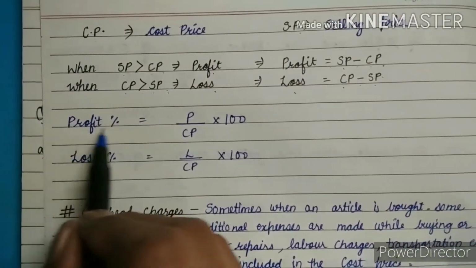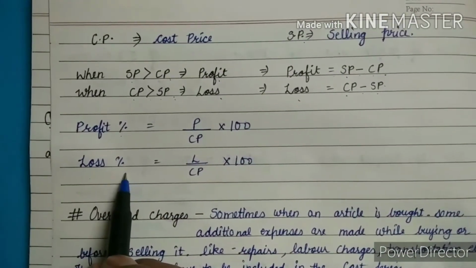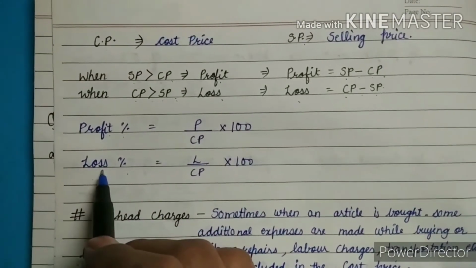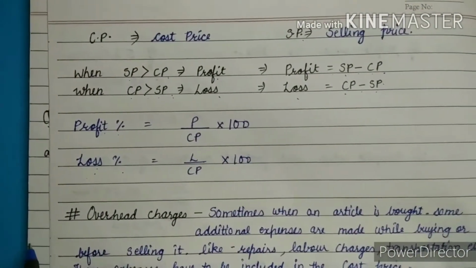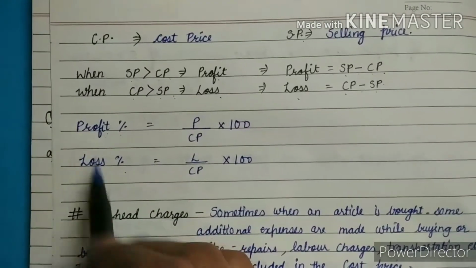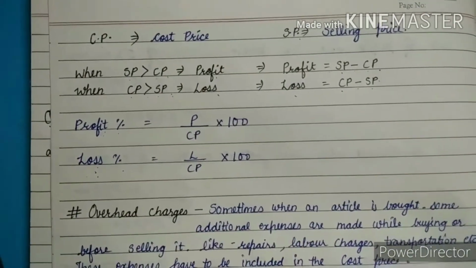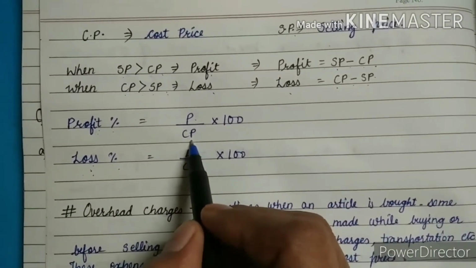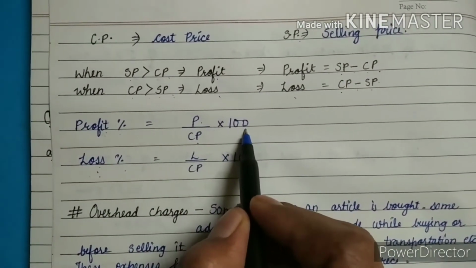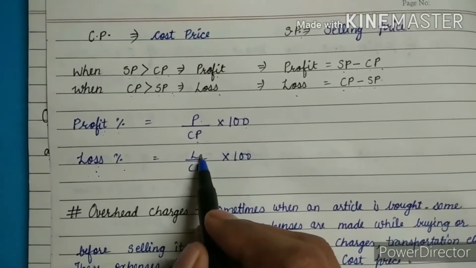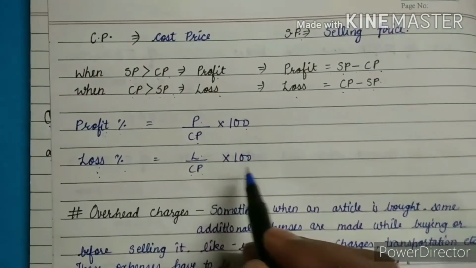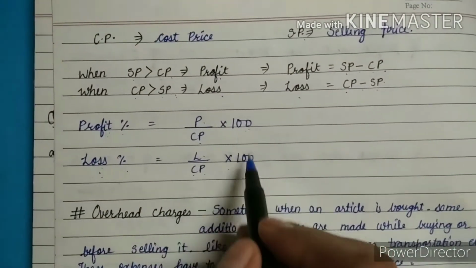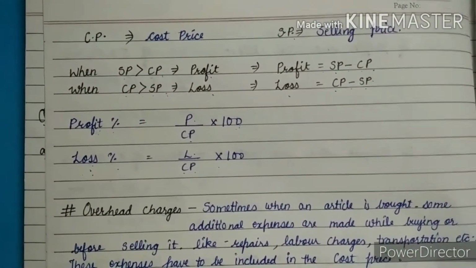One more thing, profit percentage and loss percentage. Both profit and loss we get on the cost price. That's why profit will be compared with cost price, multiplied by 100. Same as loss is also compared with cost price, multiplied by 100, because percentage is there. That's why we are multiplying by 100.